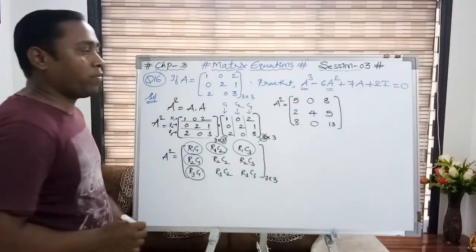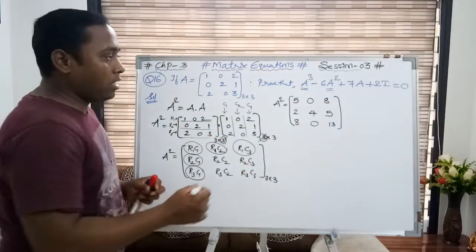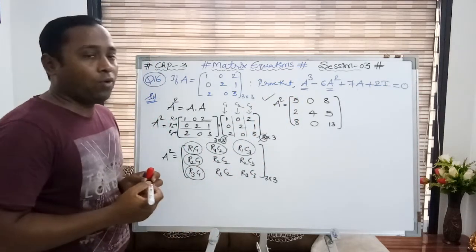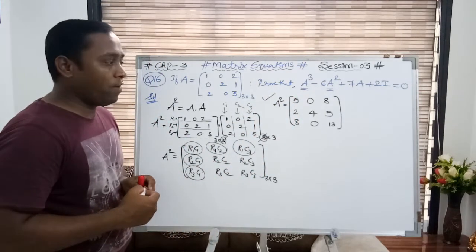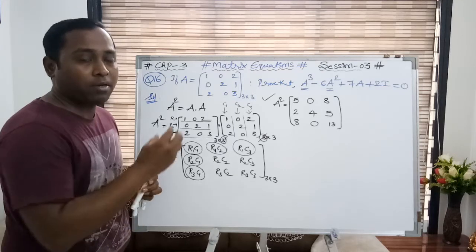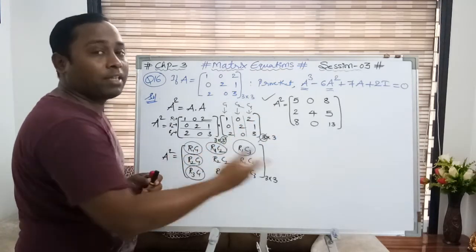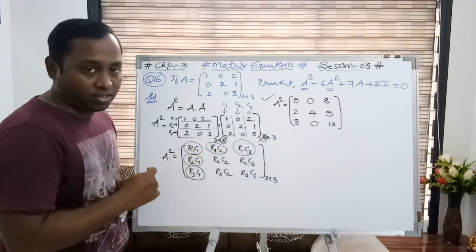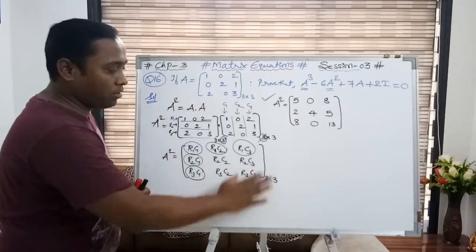So this is A square we got. So one task is done. Now we want A cube. So how to find A cube? Simply by multiplying this A square with A again. Means a second multiplication is required. For that I am just wiping out here.